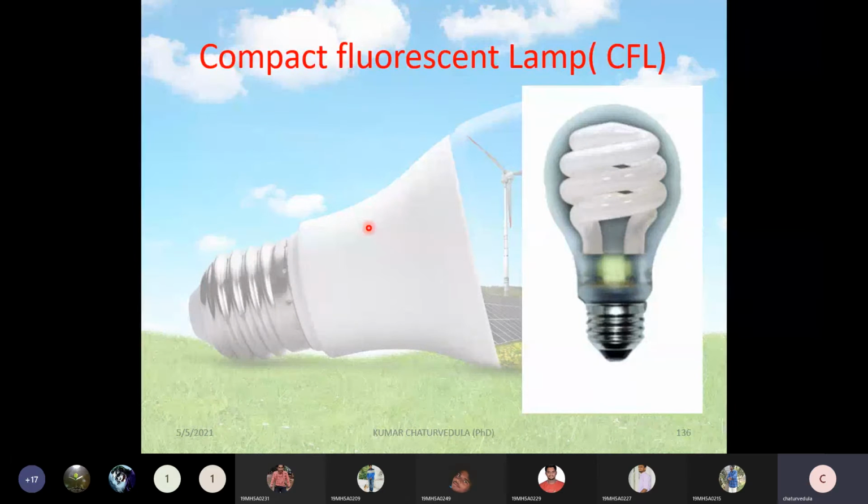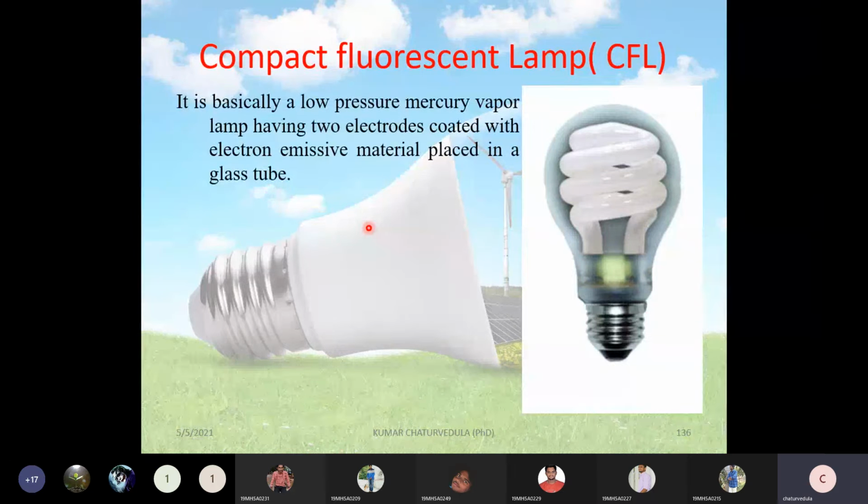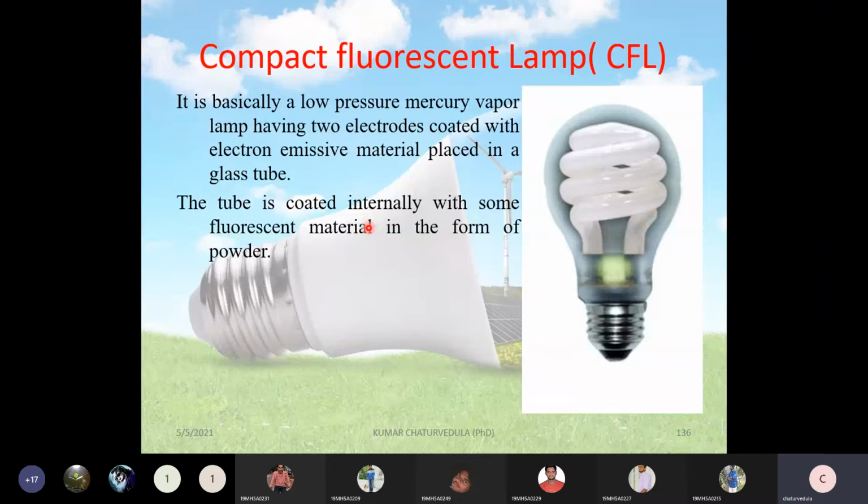Here the tube is coated externally with some fluorescent material, in the form of some powder. So that is why the illumination with CFL is also white. In this tube, one drop of mercury and argon gas is filled at low pressure, since CFL is also a low pressure mercury vapor lamp. So nothing but it's a combination of an incandescent bulb as well as your fluorescent tube.